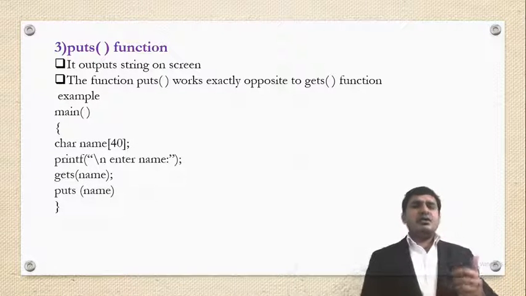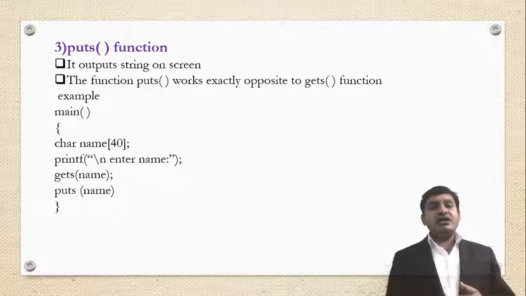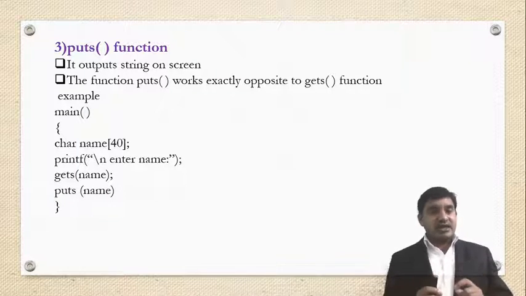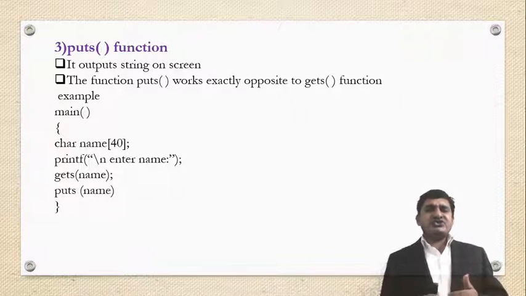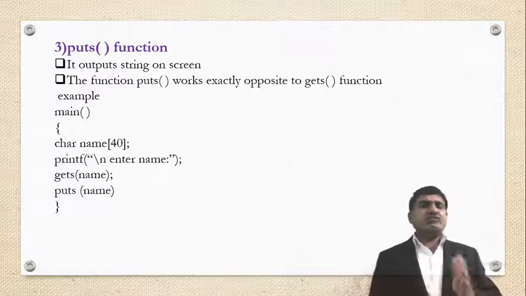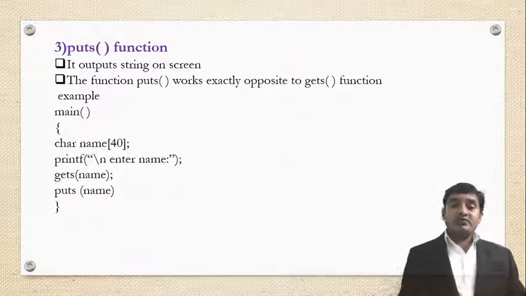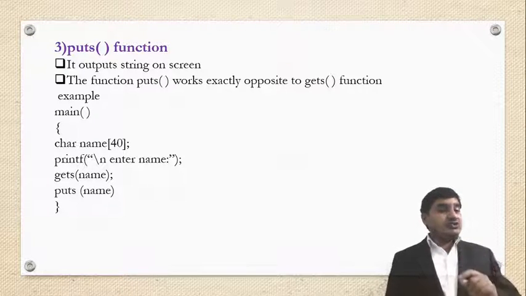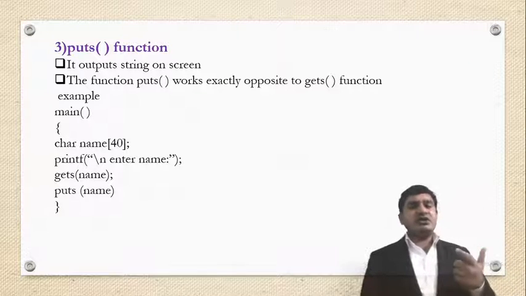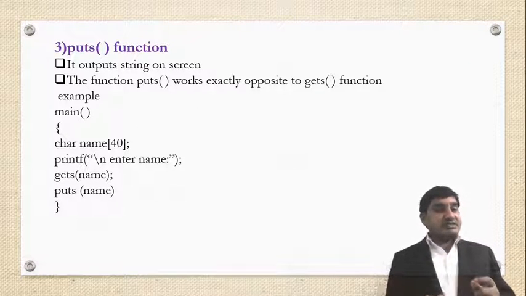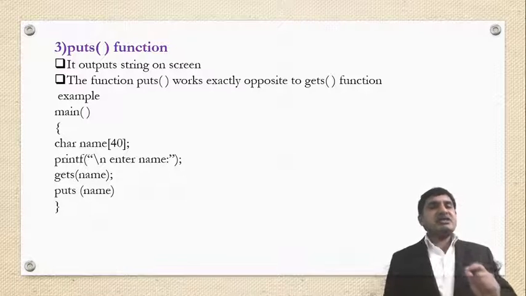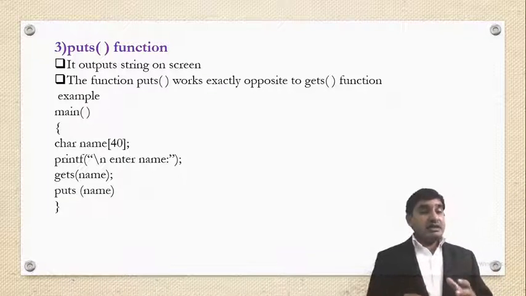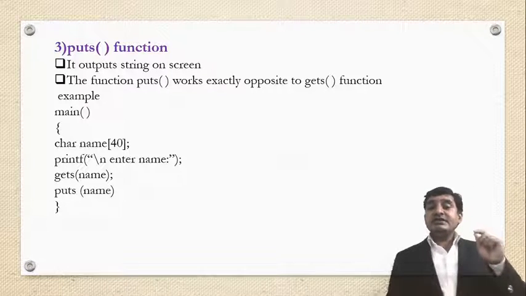Example: here the main function, opening curly bracket, char name. Again we use an array here, because a string consists of a number of characters. Here we consider maybe 40 characters. Then the printf function, which is used to display a particular message on a screen, and this message is "Enter name\n". The \n indicates a new line, which is in double inverted commas, and the printf function is terminated with a semicolon.